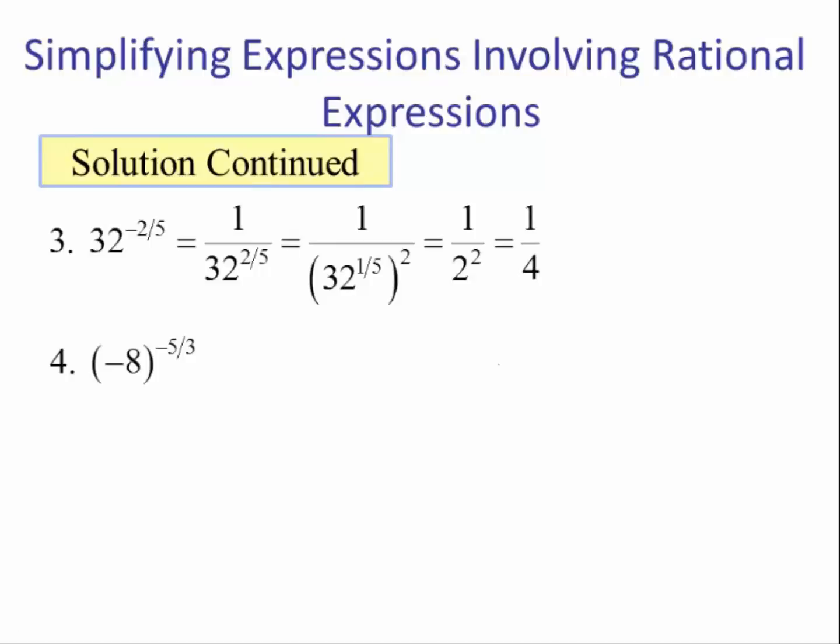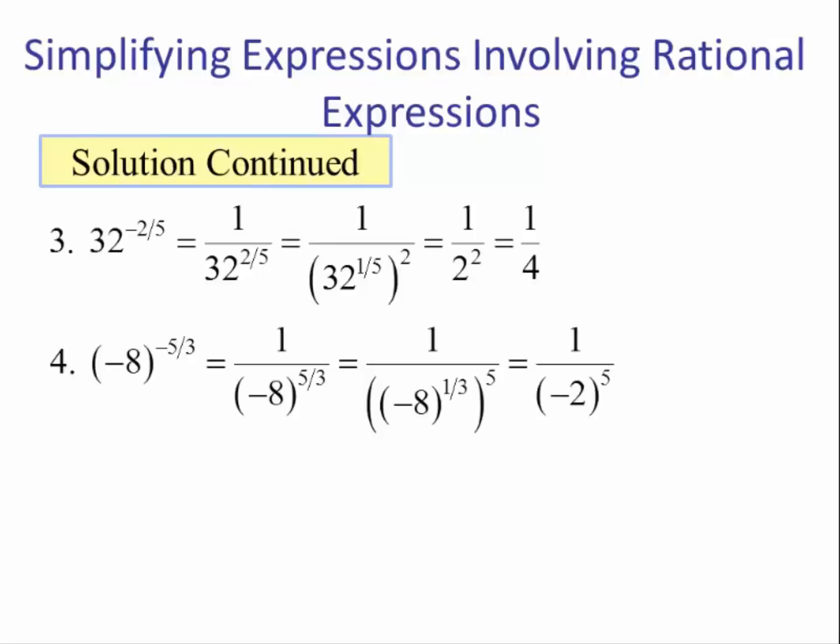Number 4, negative 8 raised to negative 5/3 power. We first want to make the exponent positive, so we send this down to the denominator. Now notice, this still stays a negative 8. The base is negative, but now the exponent is positive. Now that is equal to negative 8 to the 1/3 power, all raised to the 5th power. Negative 8 to the 1/3 power is negative 2. So we have 1 over negative 2 to the 5th power, which is a negative 1 over 32.